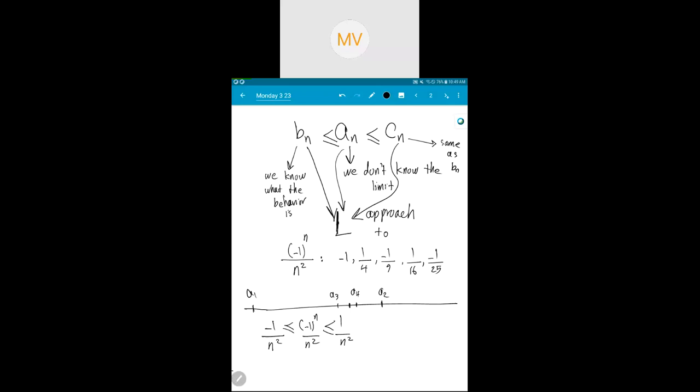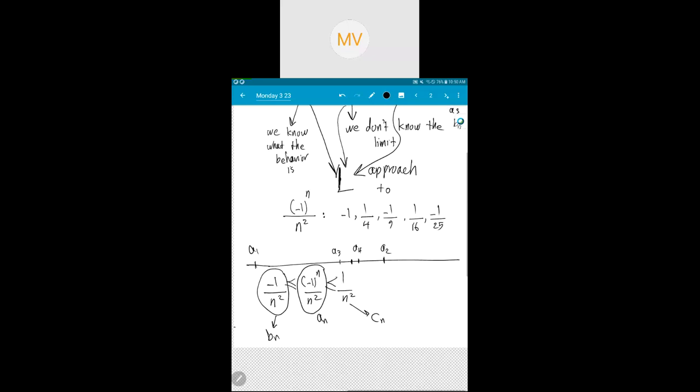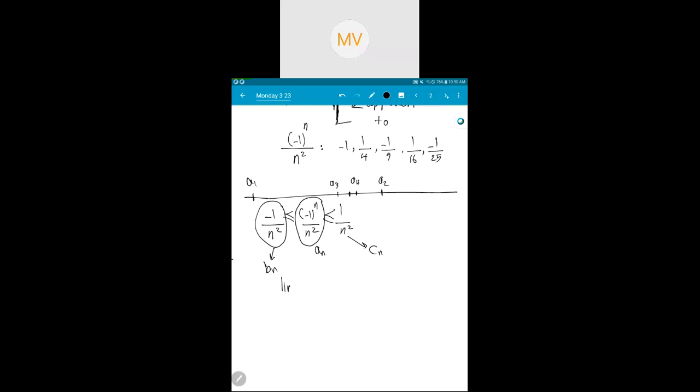So there you go. That's the initial sequence A sub n. We were able to come up with two sequences, Bn and Cn. Maybe we weren't able to take the limit of A sub n initially, but we are able to take the limit of 1 over n squared, and we are able to take the limit of negative 1 over n squared, right? One knows the limit of 1 over n squared as n approaches infinity is 0. Same thing for the limit of negative 1 over n squared as n approaches infinity. That's also 0.